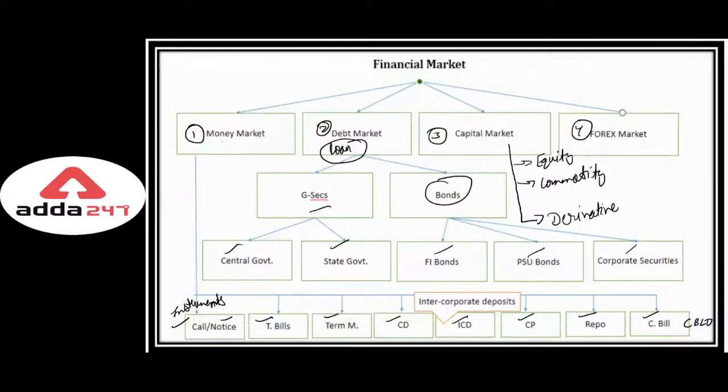But you can't say that the capital market is a share market, because capital market is a broader term. It is a long-term market, a more than 1 year market. There are different types of markets with more than 1 year maturity, and all will be covered under the capital market. Okay. Now next is the forex market, that is the foreign exchange market.